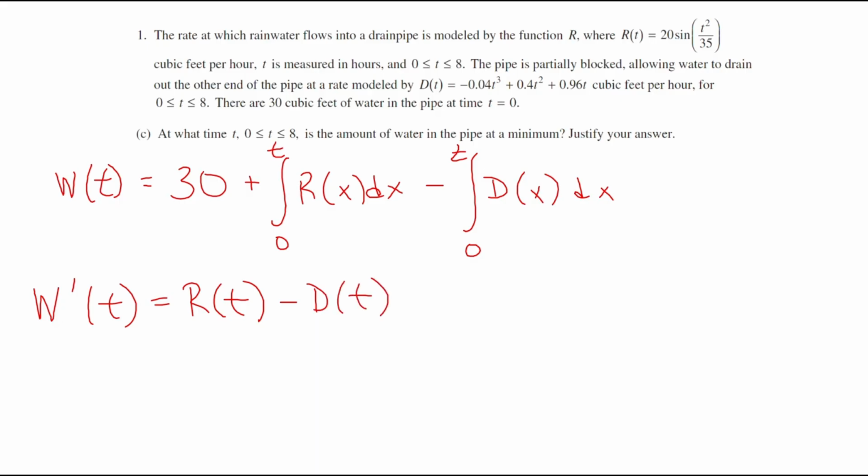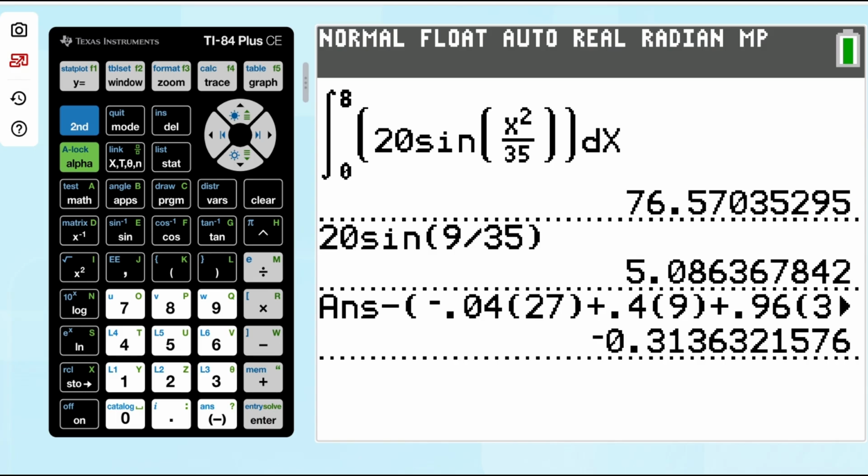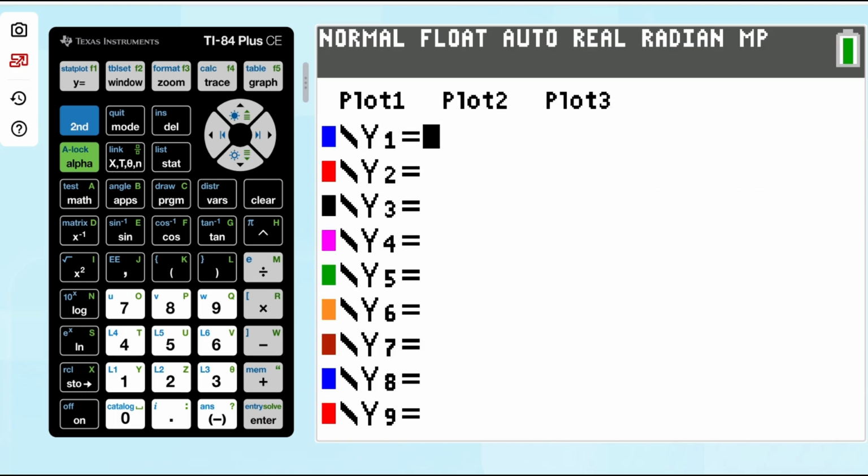In fact, it's really the same thing we were looking at in the last problem, r minus d. But what we have to do is figure out when this equals 0, which means we're going to need to graph r and d and see when they intersect, or graph r minus d and see when that function equals 0. So we'll do that. We'll go into our graphing calculator by hitting y equals. We're just going to put in r minus d as y1. So r is 20 times the sine of x squared over 35.